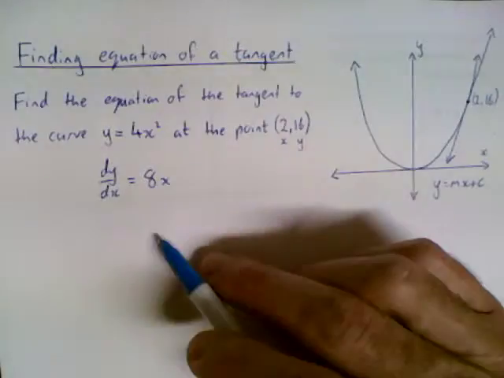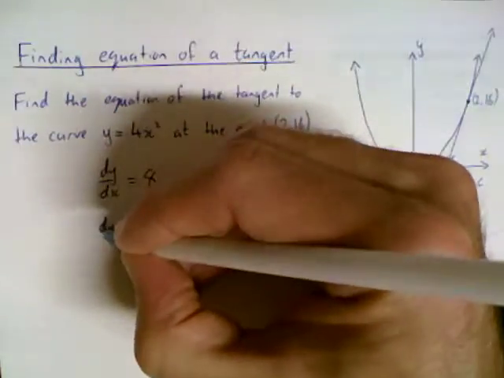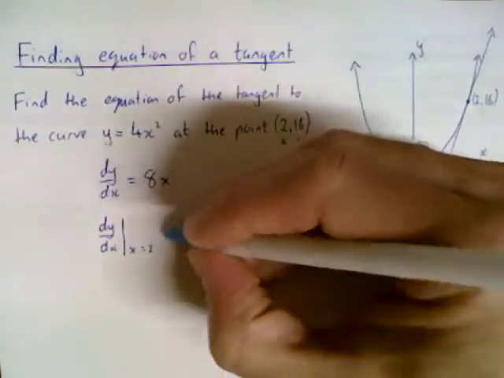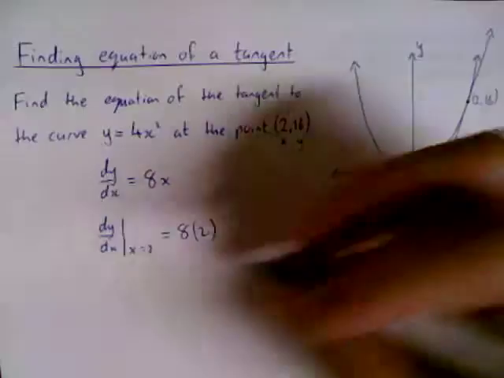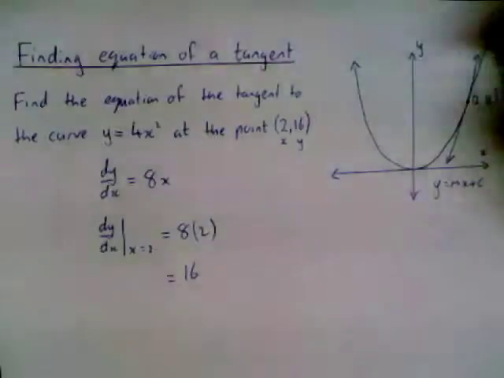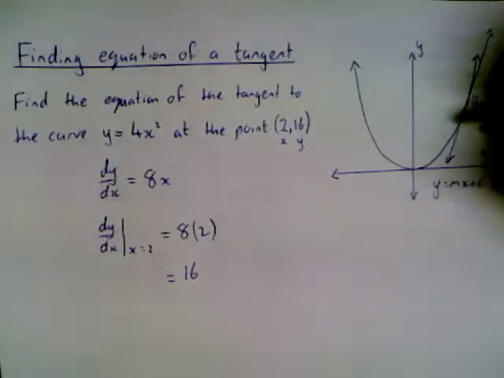We can then find the gradient at x equals 2, so dy/dx at x equals 2 is equal to 8 times 2, which is equal to 16. So here we have the gradient of this curve at the point x is equal to 2, and that will also be the gradient of the tangent at this point as well.